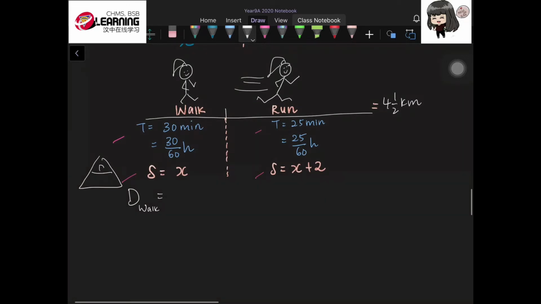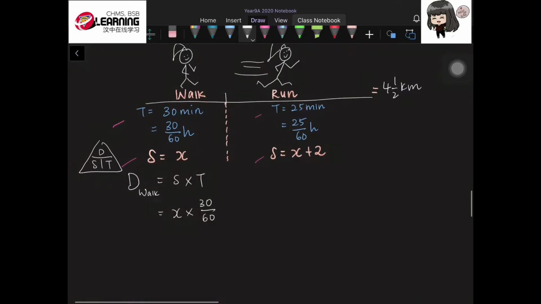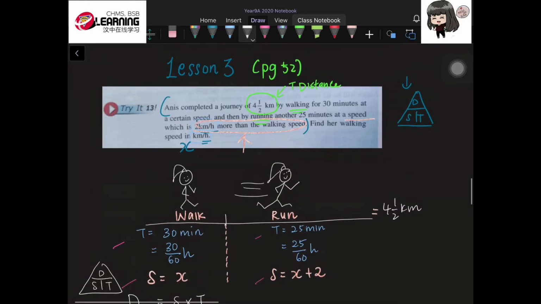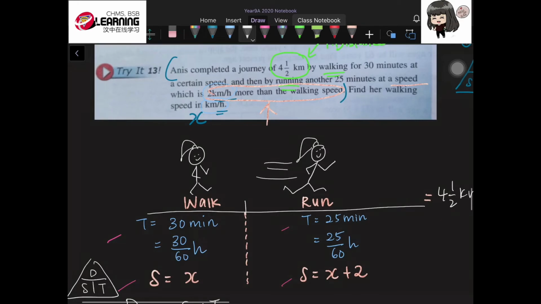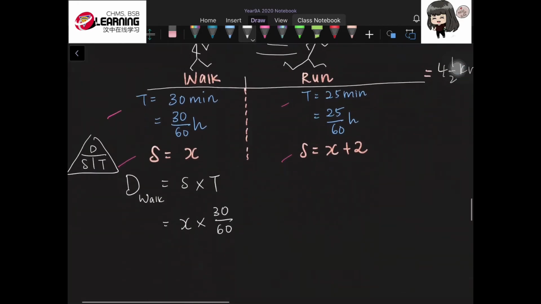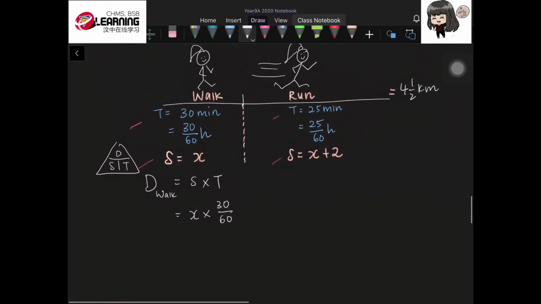Okay, again this one, distance equals speed times time. So the speed here is x, the time here is 30 over 60 hour. I don't write h because h is a unit, so it's in hour. Must change to hour. Why? Because the speed given in the question is kilometer per hour, not kilometer per minute. If it were kilometer per minute, then we wouldn't need to change to hour. So the speed times time will become 30 over 60 x.